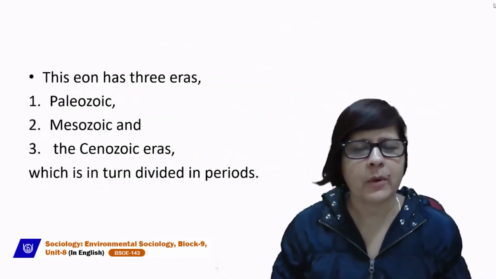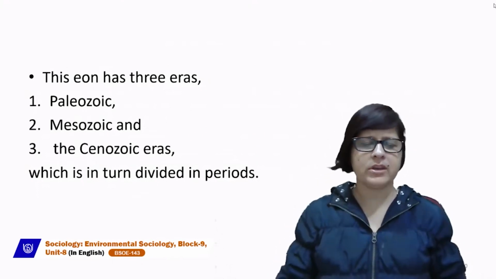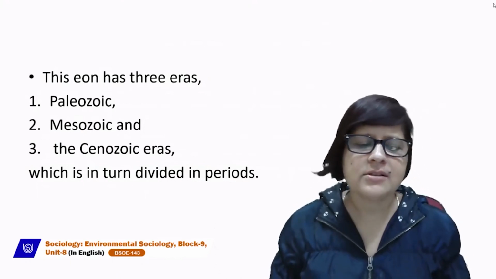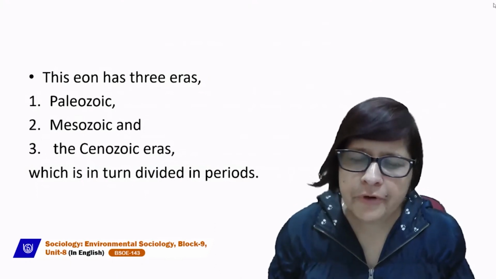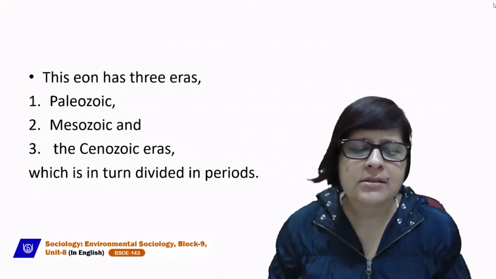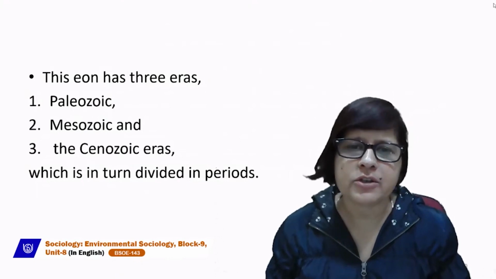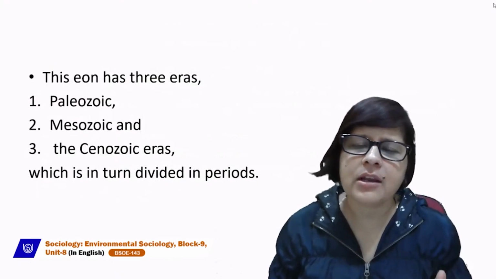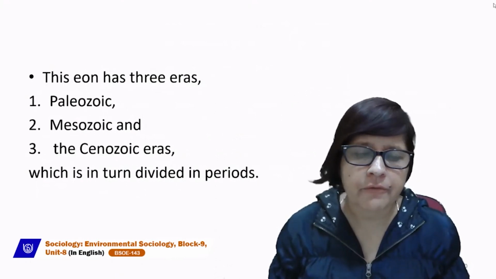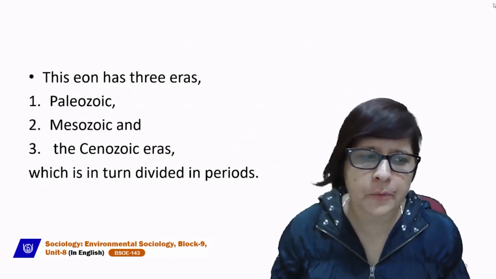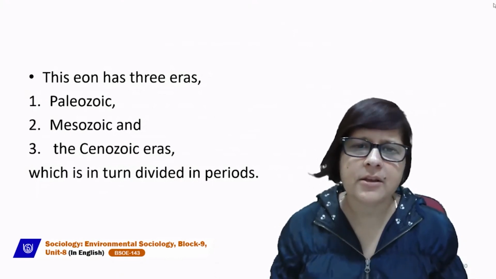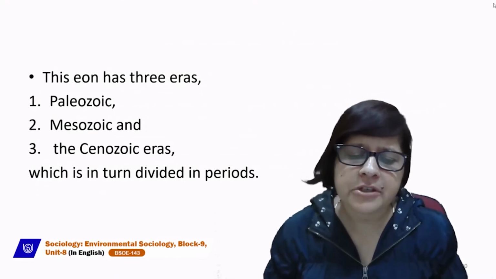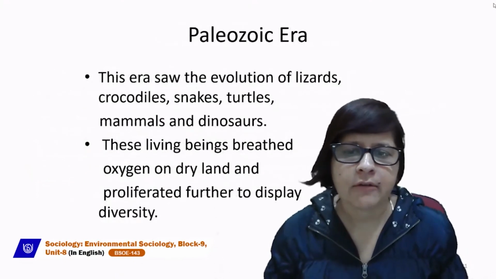This eon is further divided into three eras: the Paleozoic era, Mesozoic era, and the Cenozoic era. And for the first time, these eras are further divided into periods. The Phanerozoic eon is divided into three eras, that is the Paleozoic era, Mesozoic era, and Cenozoic era.